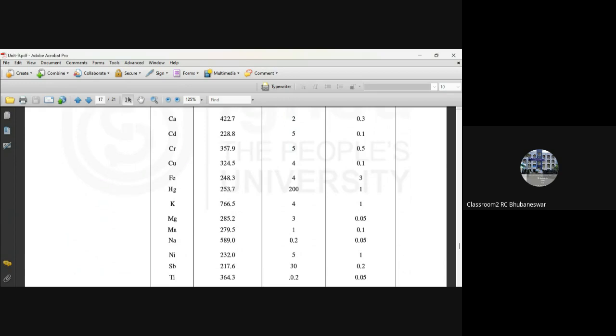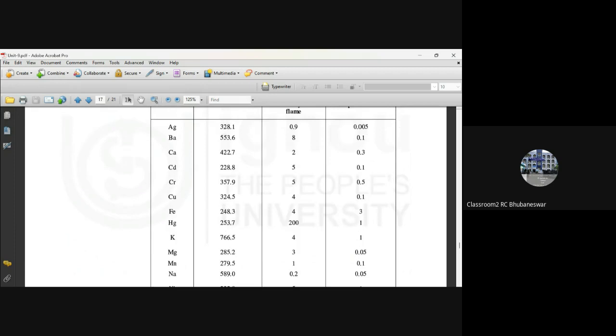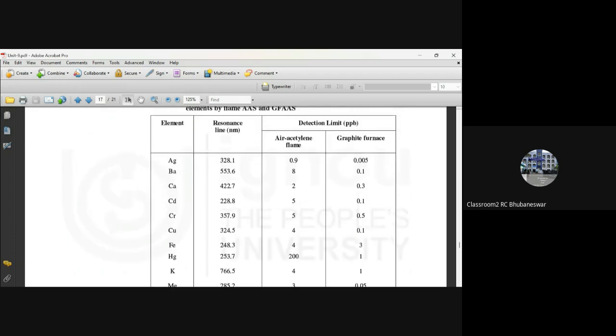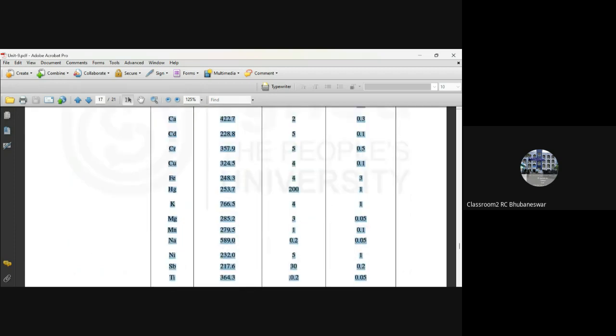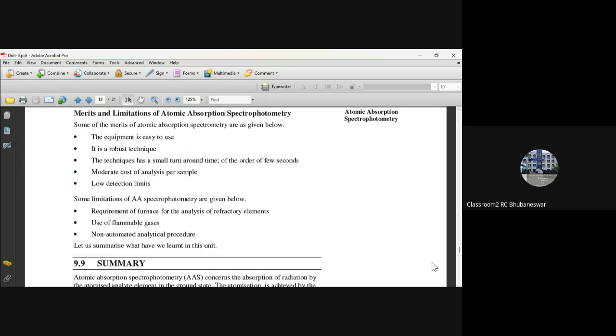So here is the detection limit chart. Zinc, you see, so little amount can be detected here. For everything you will see, the graphite furnace has a good detection limit. So we have come to the summary. Time is also there.